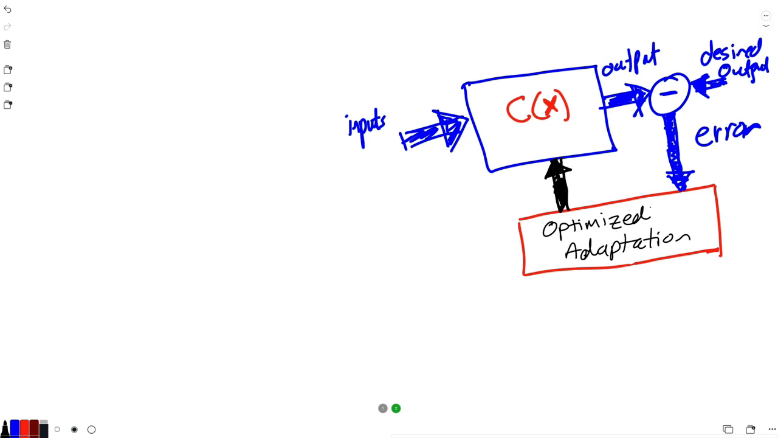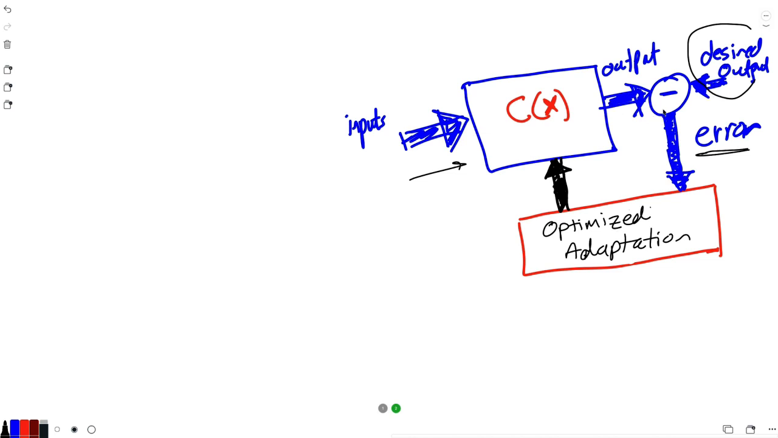So, in many cases we have an online problem. It means that we have inputs, as we can see here. When the input is applied to a certain system or certain model, it will have some output. But we would like to have some desired output, so we want to teach this model, and we want to update or adapt the parameters of this model in order to minimize the error. What is the error? The error is the difference between the output and the desired output.